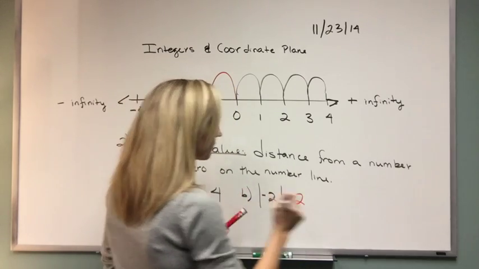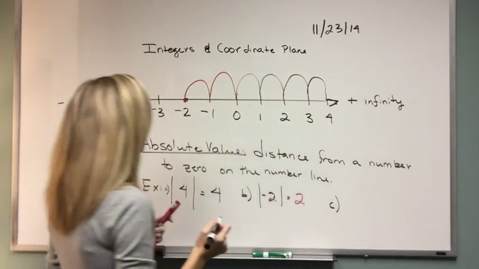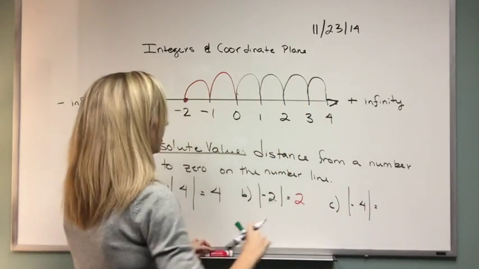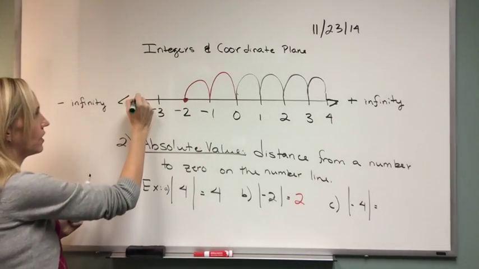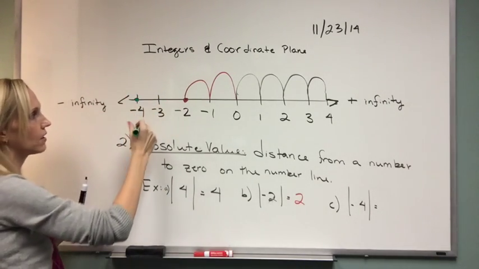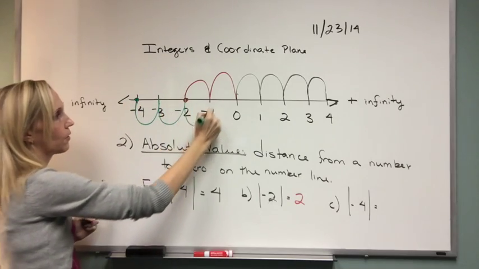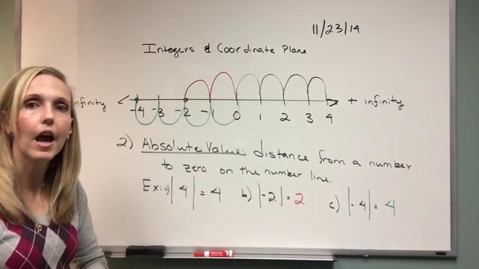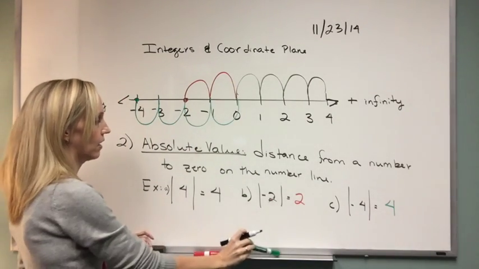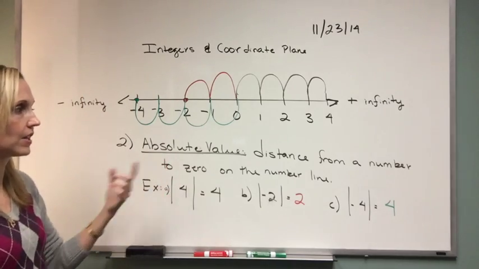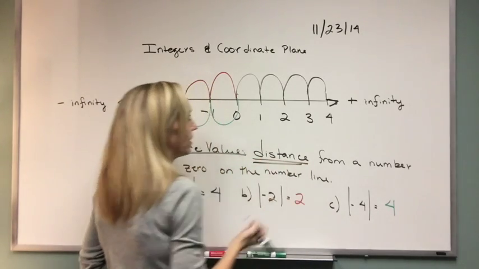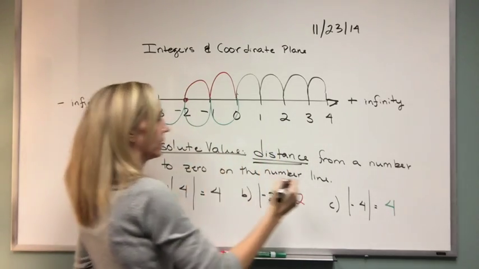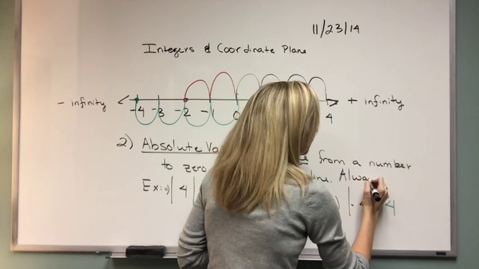Let's do one more. What's the absolute value of -4? So big bars. We'll do this one in green. Well, -4 is over here. To get to 0, because it's the distance from the number to 0, it's 1, 2, 3, 4. So hopefully you're noticing a pattern that an absolute value must always be positive. And it's always positive because the distance is always positive. So an absolute value is the distance from a number to 0 on the number line. It is always positive.